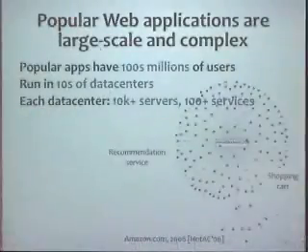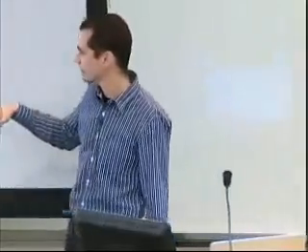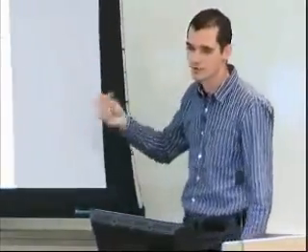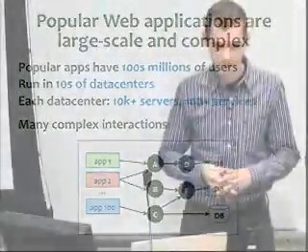The arrows show dependencies between services. When you click on Amazon's website, that request gets translated into often 50 or more requests to all these individual services, and the responses get merged together to form a single HTML page that gets sent back to the user. So there's a lot of dependencies and a lot of complex interactions in these systems.